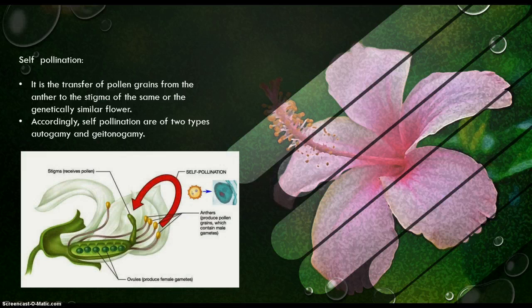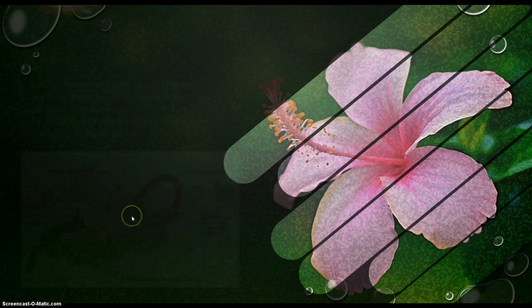If you see this diagram, we have the anthers here which produce the pollen grains, and these are released and go and sit on the stigma of the same flower which contains the ovules inside it, right? So this process where the pollen grains are released from the anther and fall on the stigma of the same flower is known as self-pollination.